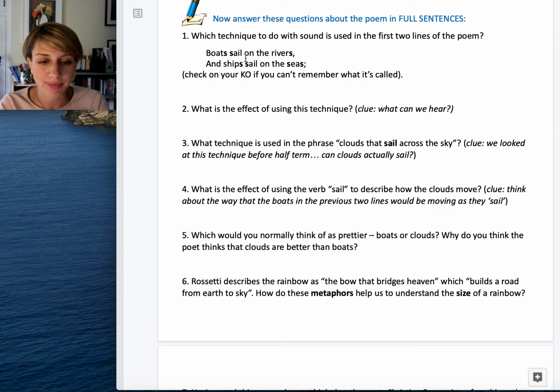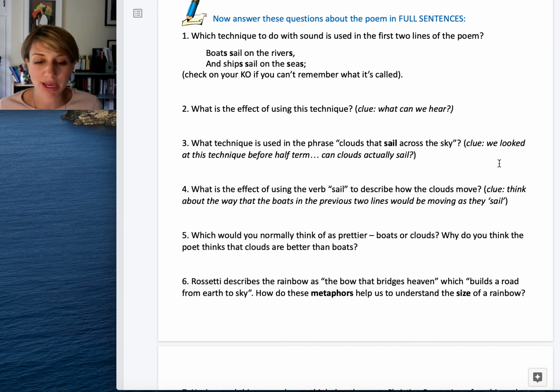Okay. Question number 5. Which would you normally think of as prettier, boats or clouds? Why do you think the poet thinks that clouds are better than boats? That's just personal opinion. Okay.